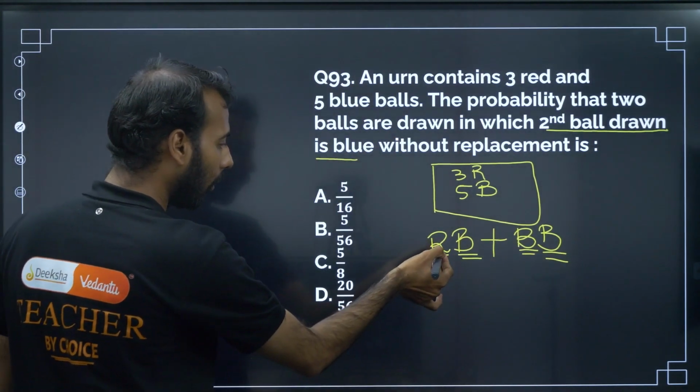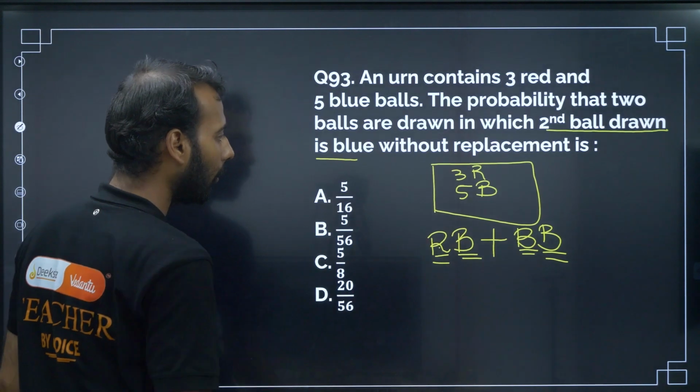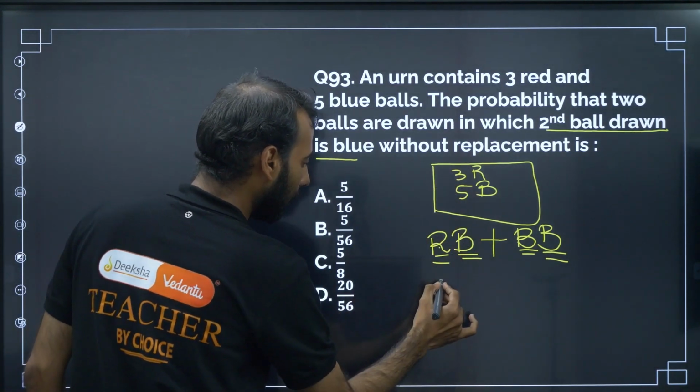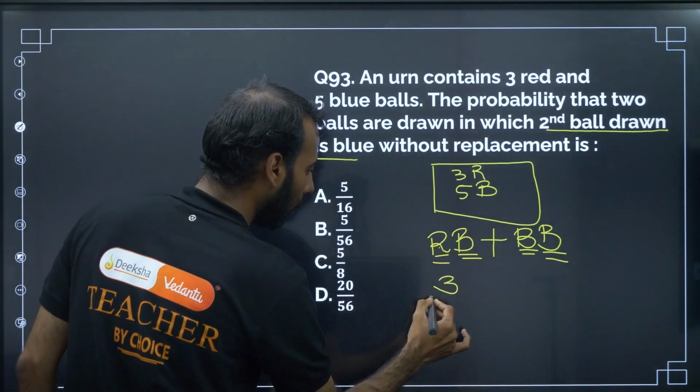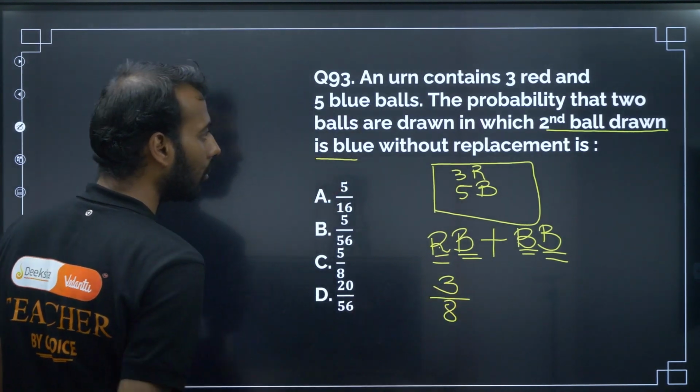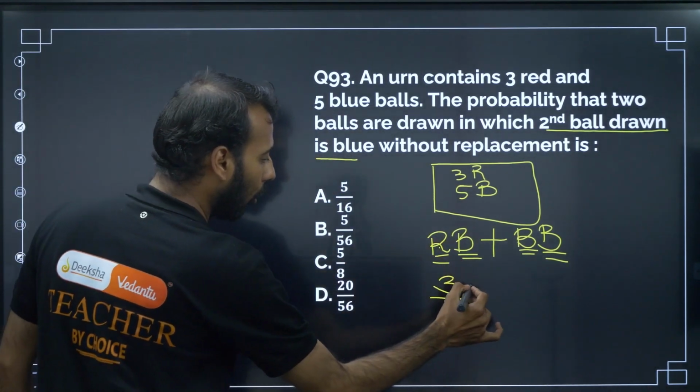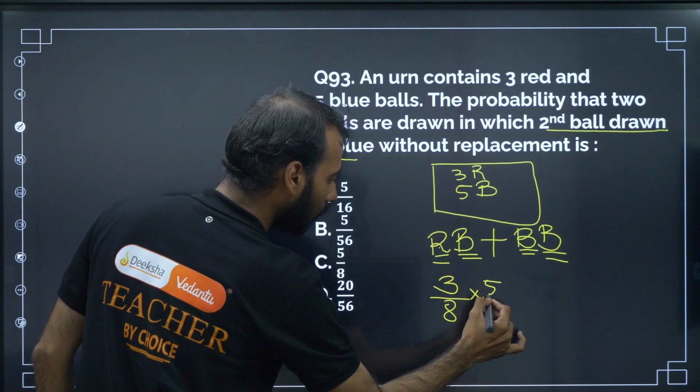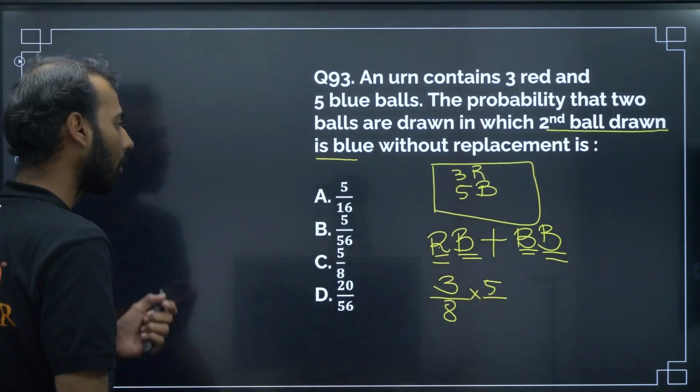Now, the probability of drawing a red ball. Here there are 3 red balls out of a total of 8 balls. Also, next time they are drawing a blue ball. How many blue balls are there? 5 blue balls.